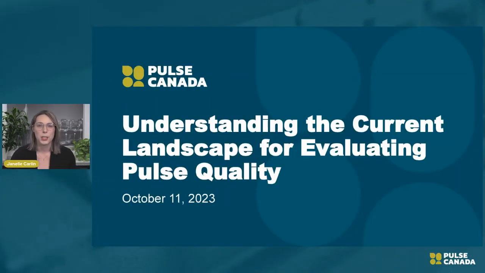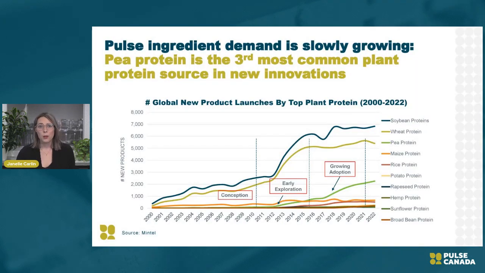So just before we begin, I'm going to provide a little bit of background and introduction to today's webinar on understanding the current landscape when it comes to evaluating pulse quality. One thing we are seeing, especially in the past 5 years or so, is an increase in the innovation and utilization of pulse ingredients. This slide represents an example focused on pea protein, which used to be more of a novel ingredient. We've had production in Canada since the 1980s, but only recently have we really started to see growing adoption and it becoming a very prominent ingredient source in global food innovations.